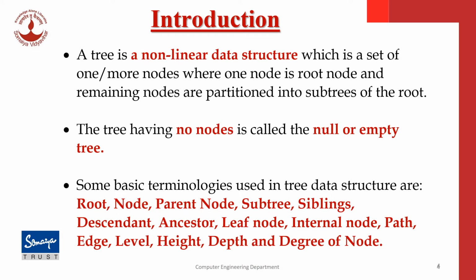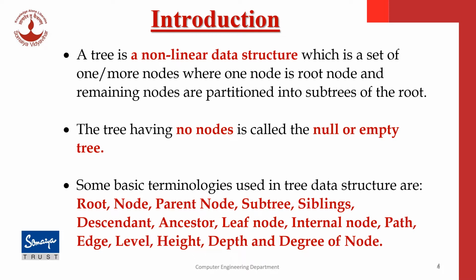So a tree is nothing but a non-linear data structure which is a set of one or more nodes where one node is considered as the root node and the remaining nodes will be divided into subtrees of the root. A tree which doesn't have any nodes is also called a null or an empty tree.